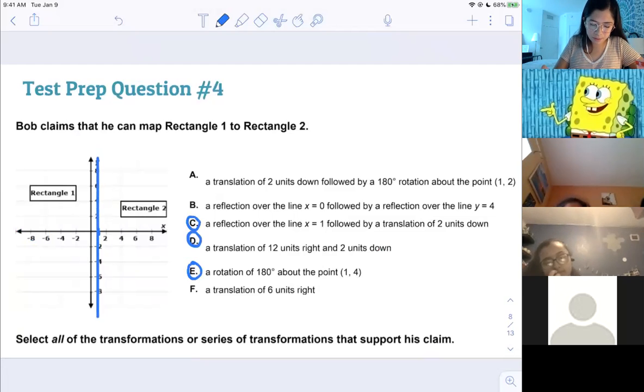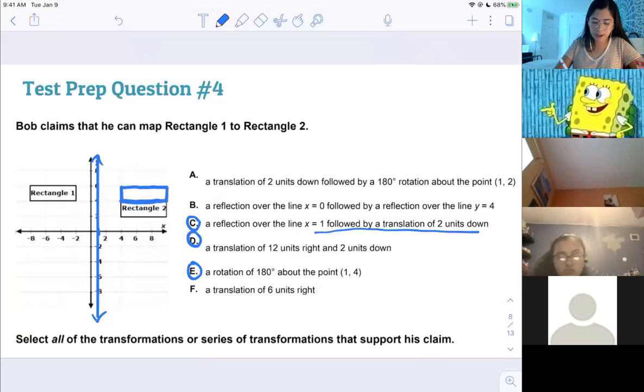So we wanted to reflect over that line, which means that my image would be 1.5 boxes to the right, because it was 1.5 boxes to the left. So my image will be 1.5 boxes to the right, which would end up over here. And then once it's there, followed by a translation of 2 units down, since it's going by 2s, that would line up perfectly with rectangle 2. So that's why C is correct. But that was the tricky part, to figure out where x equals 1 is.